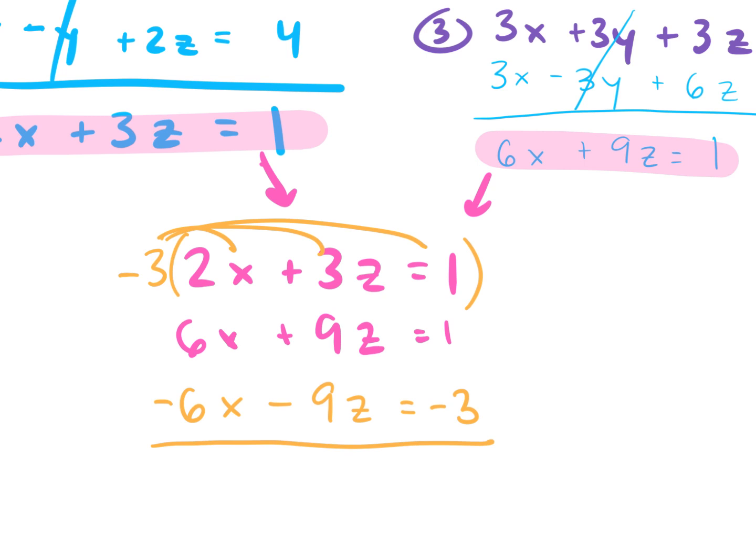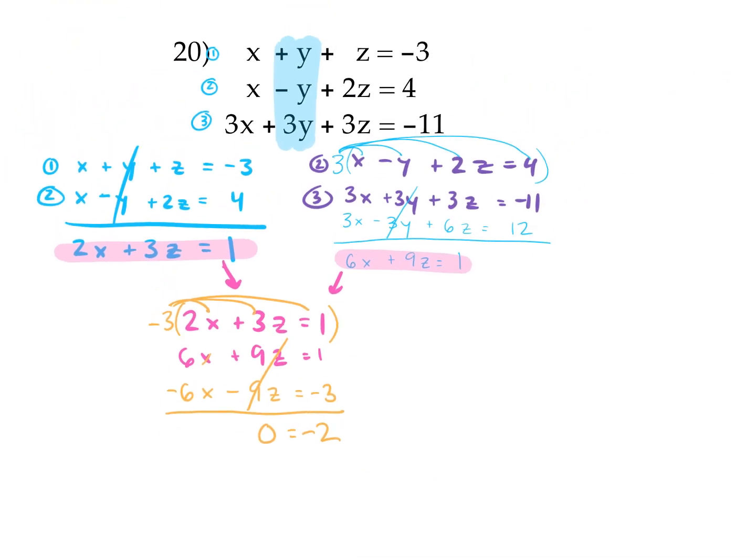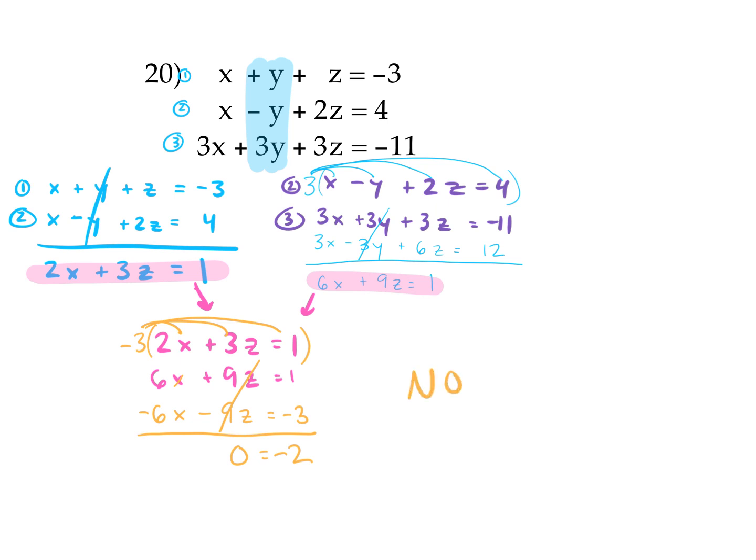Are my z's going to cancel? Yes. What's 6x minus 6x? 0. It also cancels. What's 1 minus 3? Negative 2. Does 0 equal negative 2? No. So what's my answer here? No solution.